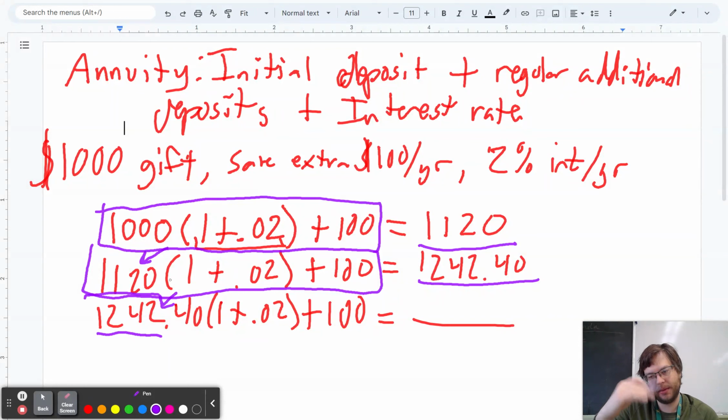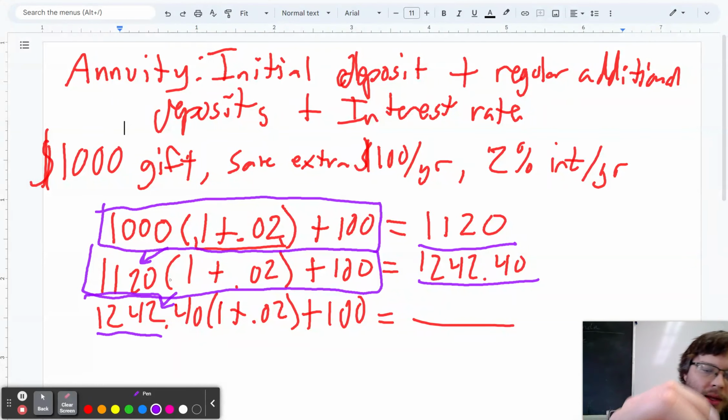I'm going to replace both of them. It's kind of like Russian nesting dolls. You've got one inside of the other, inside of the other. So I'm replacing the 1242 with this purple box right here. But I'm also replacing the 1120 with this purple box right here.